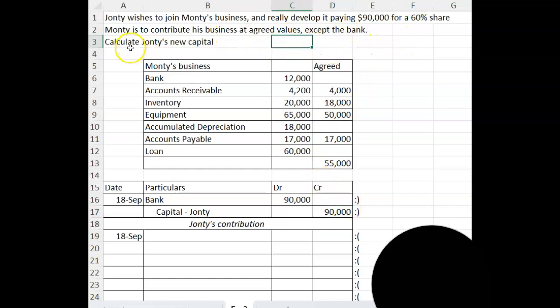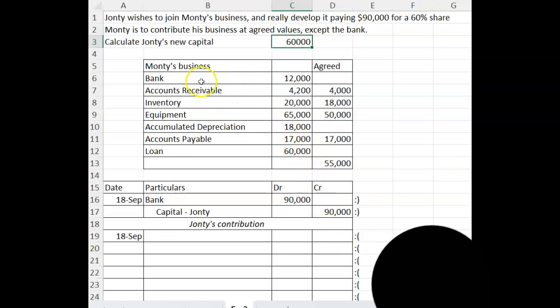So you've been asked here to calculate Jonty's new capital. So if 60% is 90,000, then the other part is 40%. So to calculate that, we're going to go 90,000 divided by 60, which will give us 1%, multiplied by 40, which will give us 40%. So the new capital for, that should say, calculate Monty's new capital. New capital for Monty is going to be 60,000. So we'll bring that in at the end.